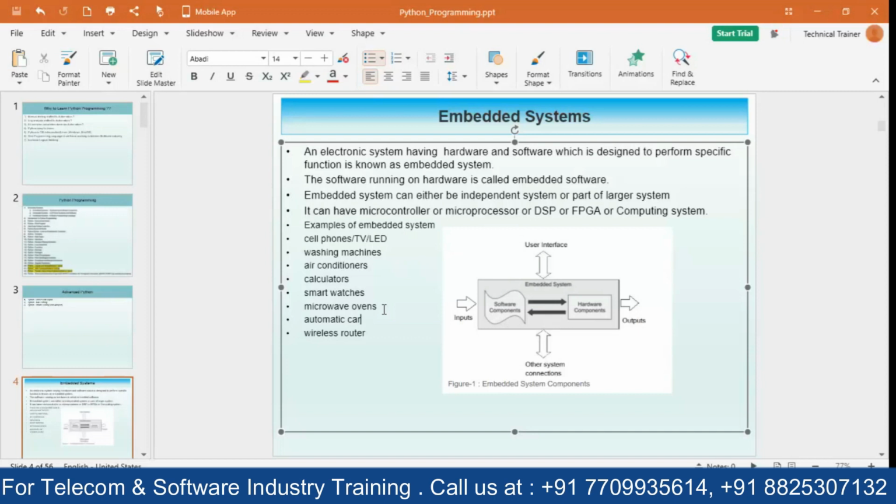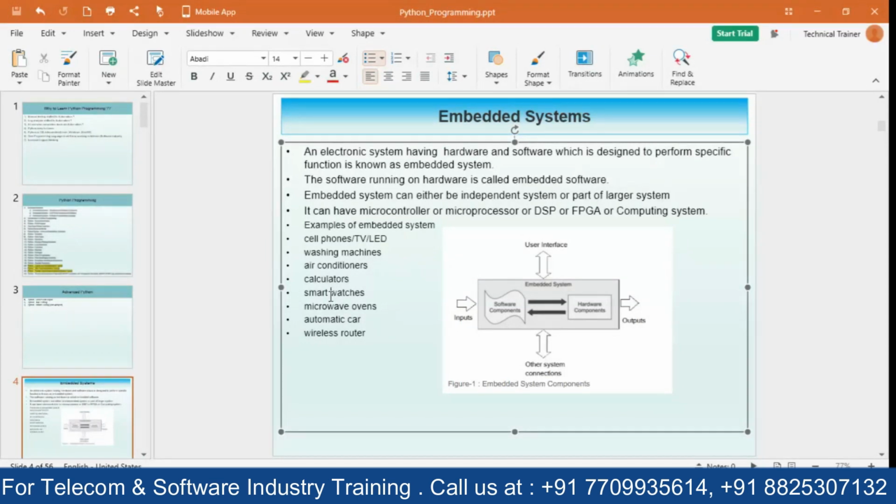Exactly. Smartwatches, and also the ECG machine in the hospital, all come under embedded systems. All medical devices are part of embedded systems.